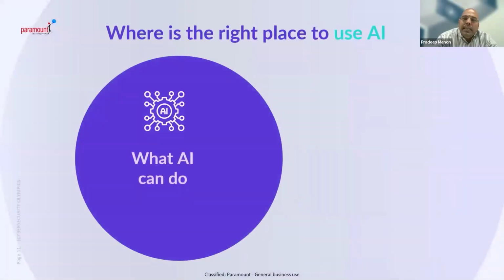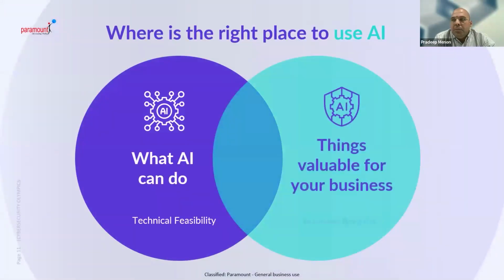So now, considering that there are limitations to AI and there are risks to AI, the question arises: how do I use AI effectively within a cybersecurity department or a cybersecurity function? Where do I use it?